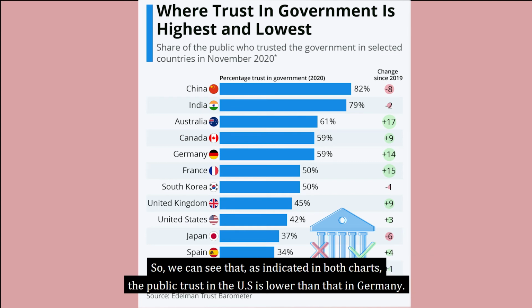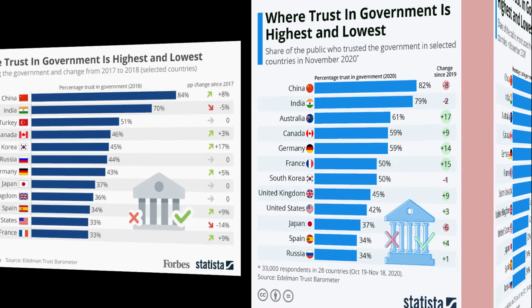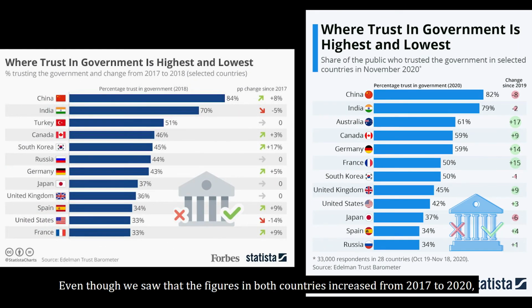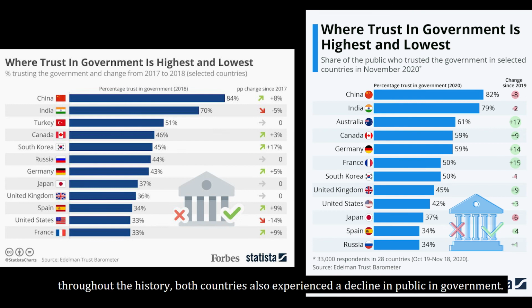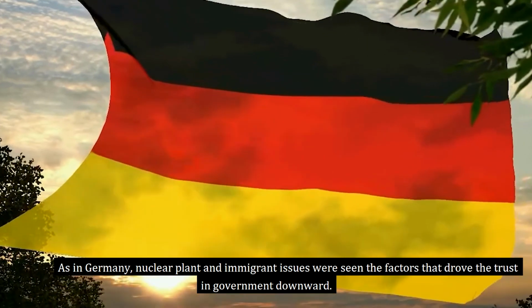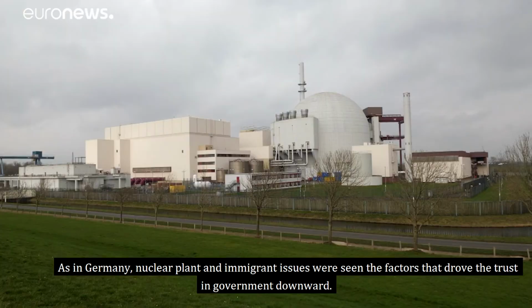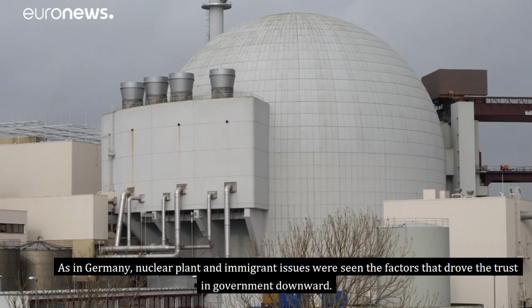So we can see that, as indicated in both charts, the public trust in the US is lower than that in Germany. Even though we saw that the figures in both countries increased from 2017 to 2020, throughout our history, both countries also experienced a decline in public trust in government. As in Germany, nuclear plant and immigrant issue were seen as the factors that drive trust in government downward.